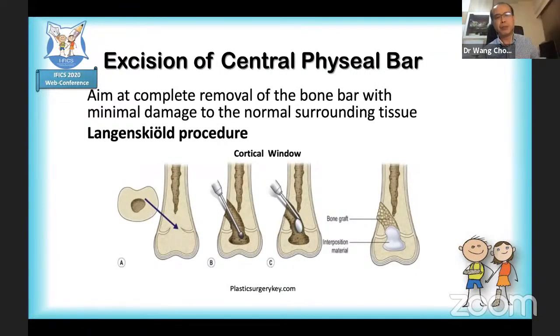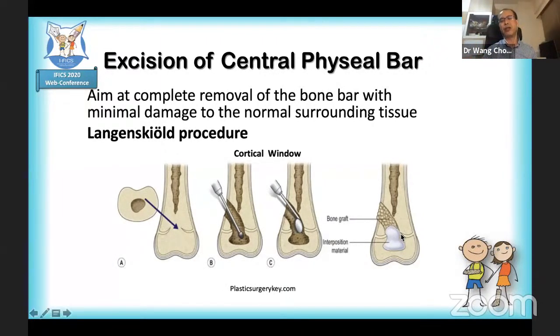So the principle of a physeal bar excision is to achieve a complete removal of the bone bar with minimal damage to the normal surrounding tissues. The classical procedure was described by Langenskiöld in 1967. The physeal bar is removed with a high-speed burr through a cortical window and tunnel. The exposure is pretty limited, and many times you need a dental mirror to help assess whether the excision is complete or not.